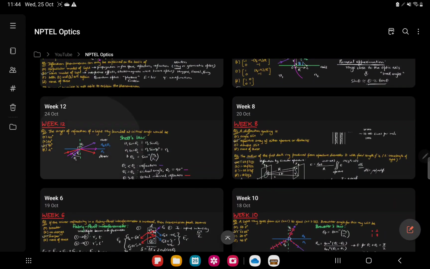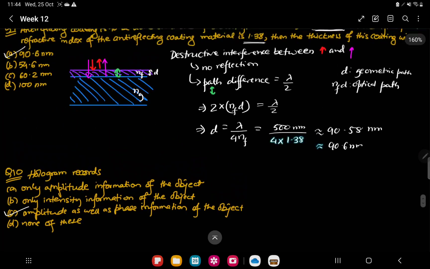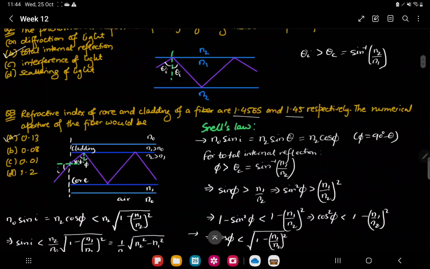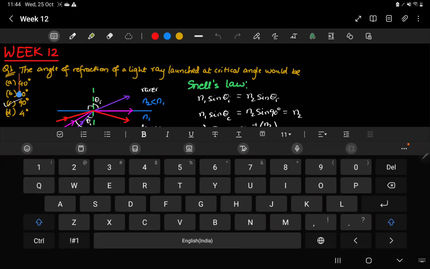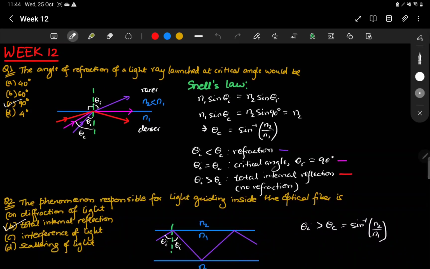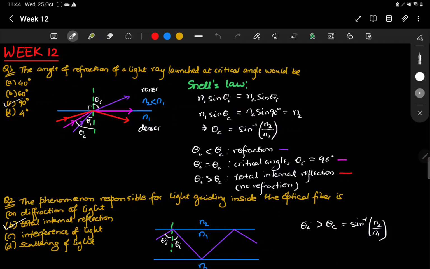And finally, the last week, which I hope you would not have forgotten because we discussed it last week itself. In the last week, we were introduced to many concepts like anti-reflection coatings, optical fibers, holography, and lasers.